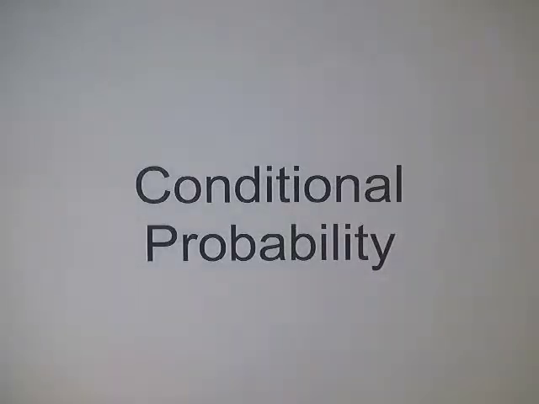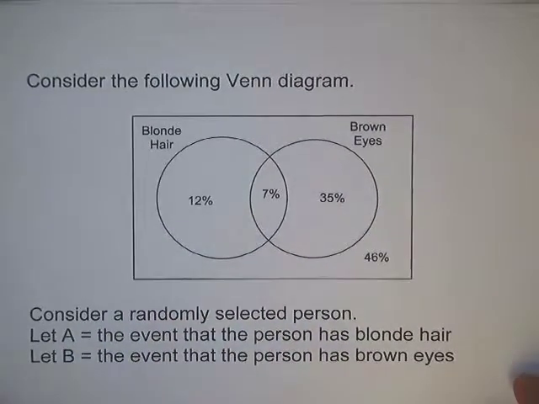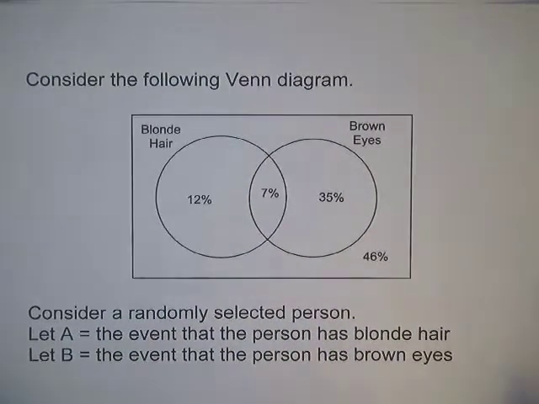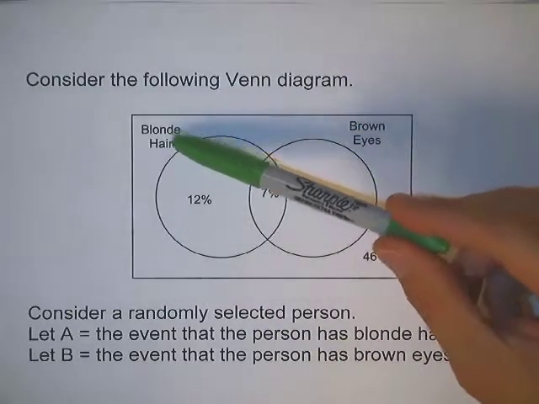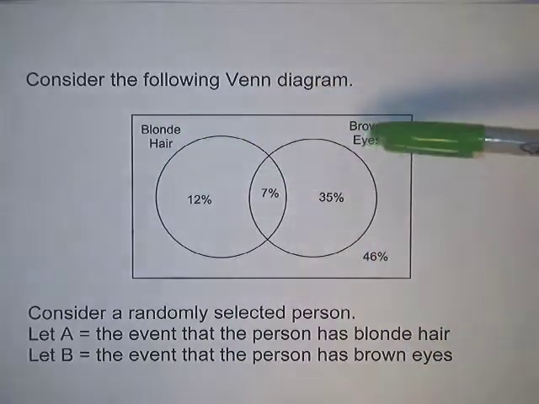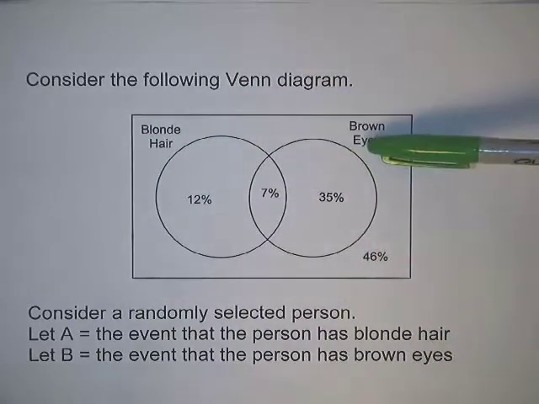Hi, this tutorial covers conditional probability. Alright, so let's start with a Venn diagram. What this Venn diagram shows is basically two characteristics: somebody that has blonde hair or somebody that has brown eyes.